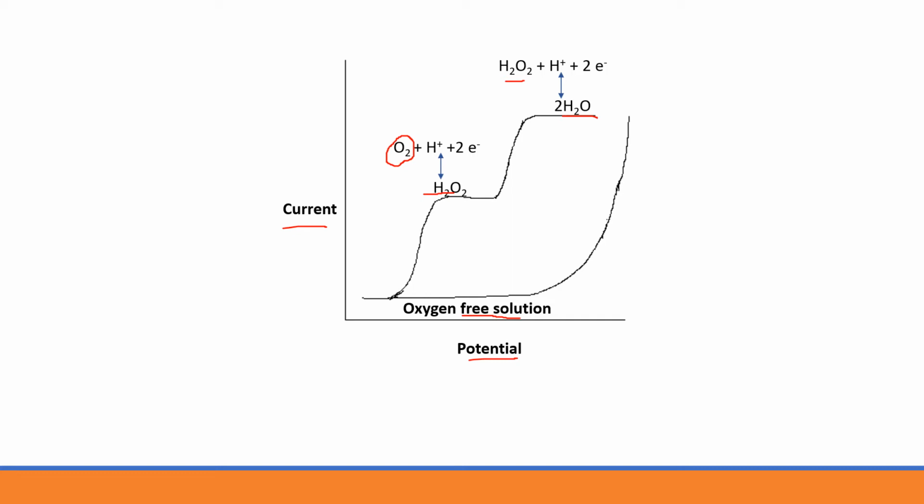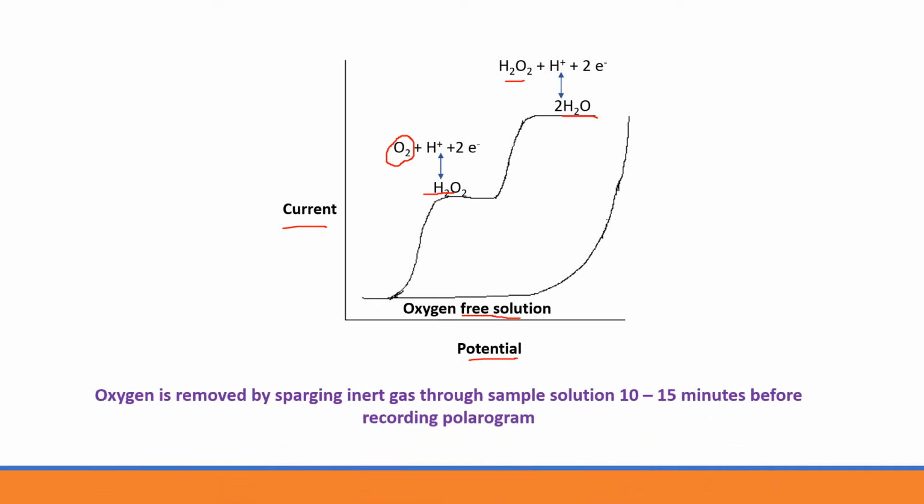Now, the oxygen which is present in the sample solution creates difficulty in analysis, and therefore it needs to be removed. The oxygen can be removed by passing an inert gas like nitrogen through the sample solution for a period of around 10 to 15 minutes before the polarogram is recorded. So this is how we can get rid of the oxygen interference.